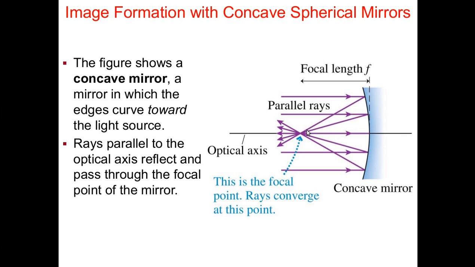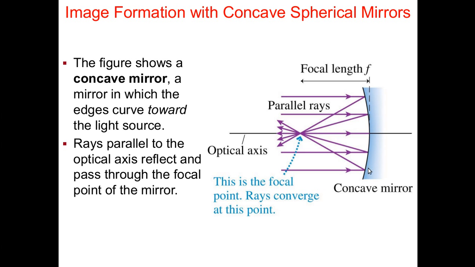Where these rays converge, and when I say converge, I mean where these rays meet, is the focal point. It's the focal point of this mirror. Now the focal point is, and we'll talk about this in a later slide, half the radius of curvature. All right, so this is how we make mirrors and lenses.